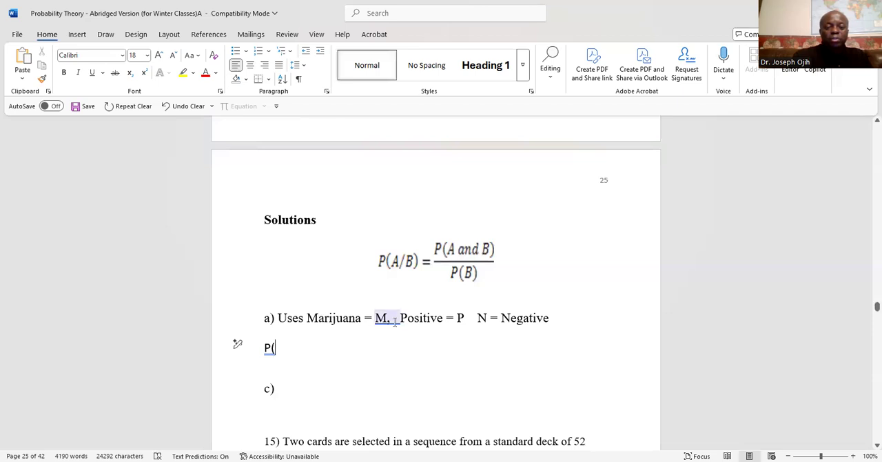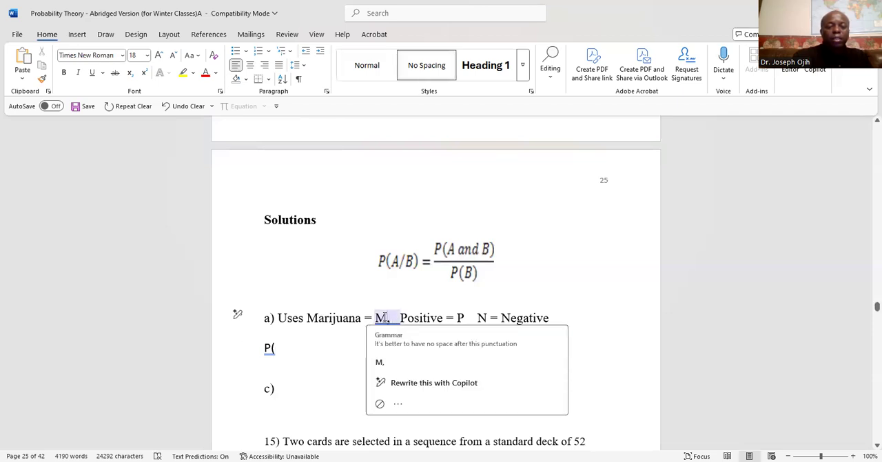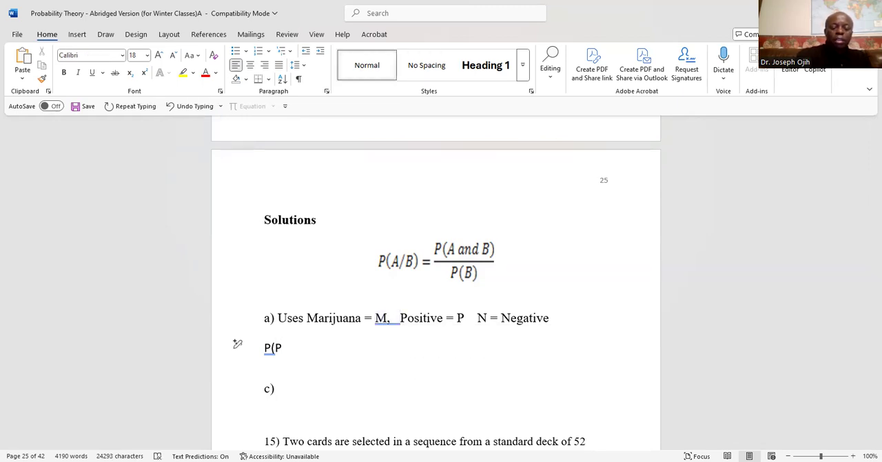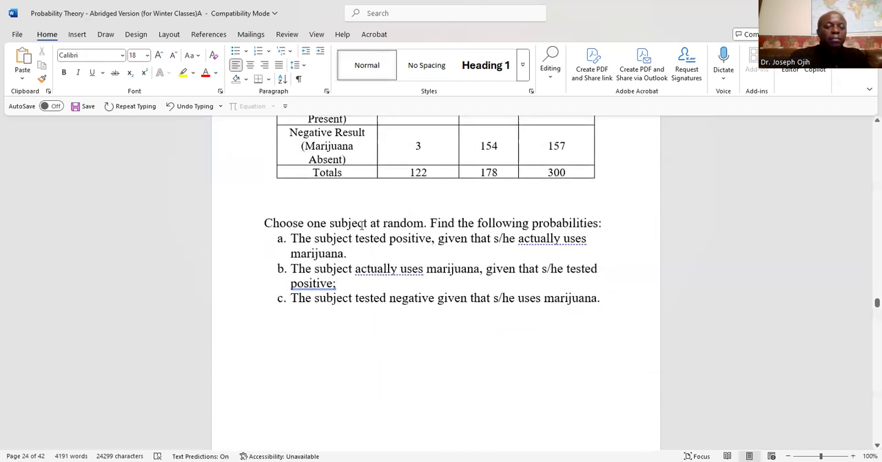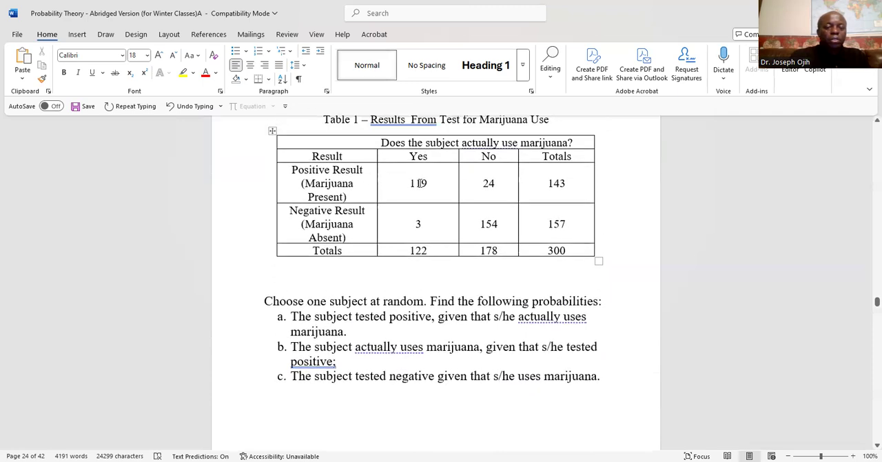Okay, I use marijuana. So let me use P for positive. Positive is P, given that he uses marijuana, M equals. See, positive results is everything in this row. Column, see yes. So you can see this intersection.